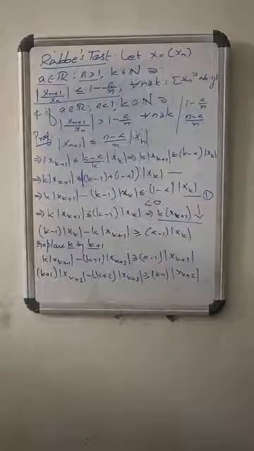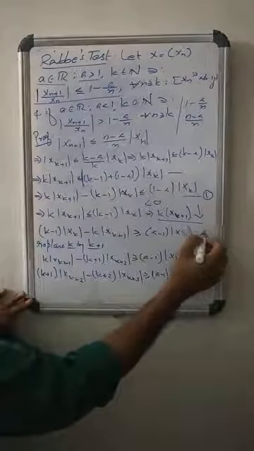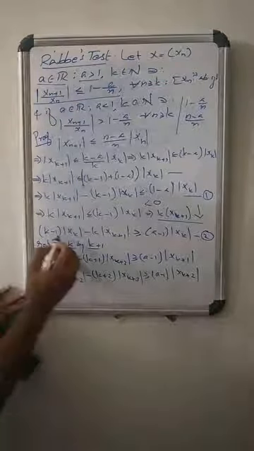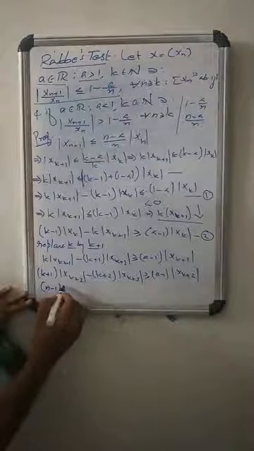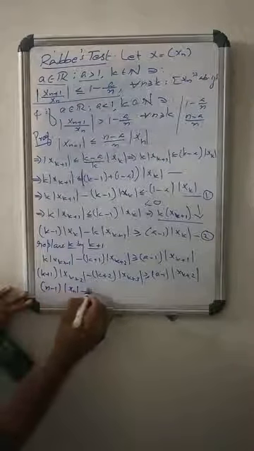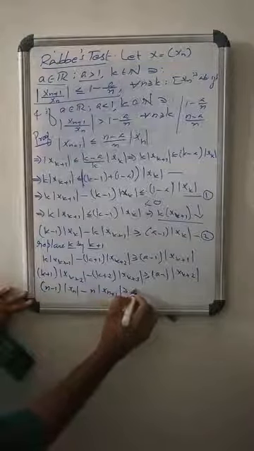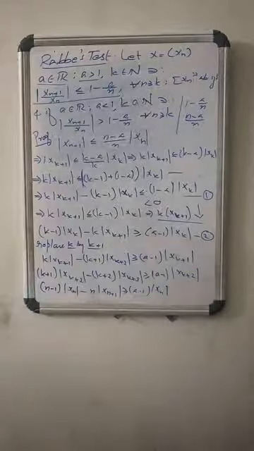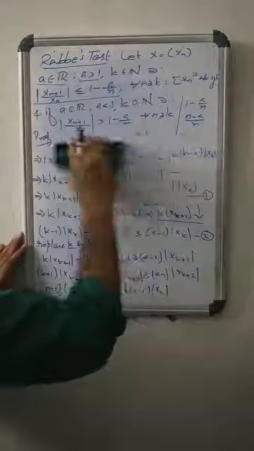Proceeding like this. Finally, replace k by n in 2. When k is n in 2, what do you get? It is n minus 1 into modulus of xn minus n into modulus of xn plus 1, greater than or equals a minus 1 into modulus of xn. Agreed? Okay, then you can add vertically. If you add this vertically, what do you get?